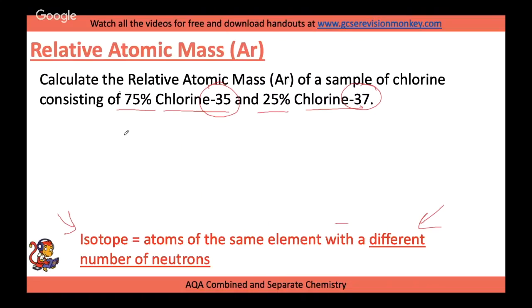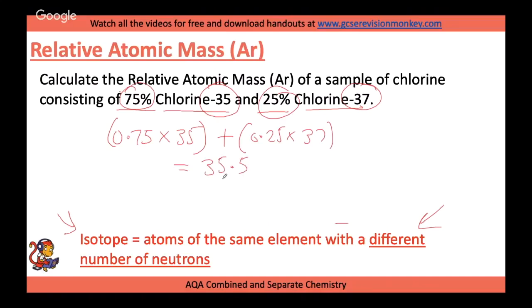So what we do to calculate the relative atomic mass is we take 75%, which we'll write as 0.75, multiply that by 35, and just add that to 25%, or 0.25, times 37. And that will give an answer of 35.5. Now, we know that's the right answer because it's going to be an average which lies between 35 and 37. And because there's 75% of 35, it's going to be a lot closer to 35.